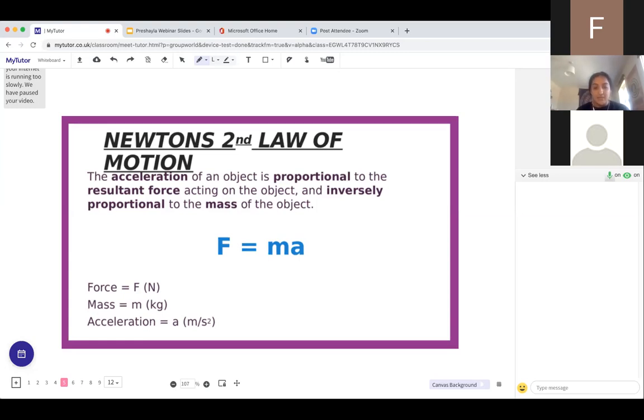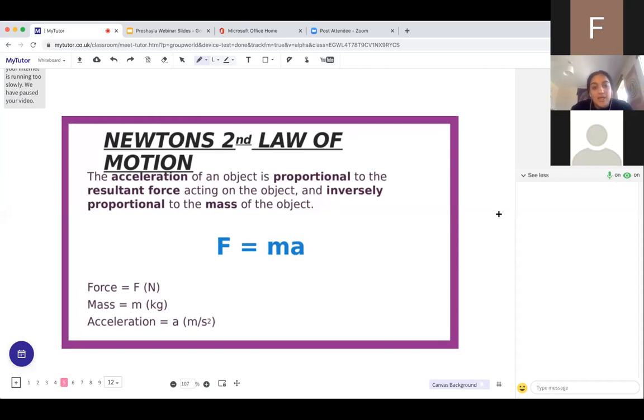Now, proportionality of acceleration and force means that if force doubles, acceleration doubles. If force triples, acceleration triples. If force is halved, acceleration is halved. So whatever happens to force happens to acceleration in the exact same way. But it's not applicable for addition and subtraction. So if force adds 5, acceleration doesn't necessarily add 5. If force minuses 4, acceleration does not minus 4. That's not how it works. It only works with multiplication and division. Okay, so force doubles, acceleration doubles, and it's all related with our constant mass.